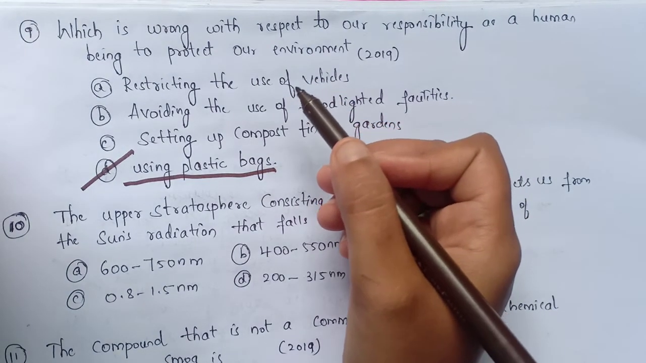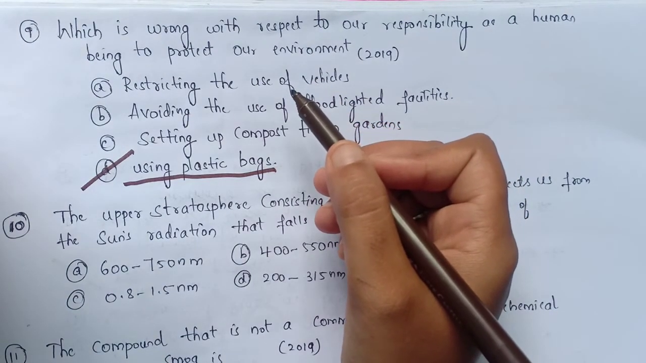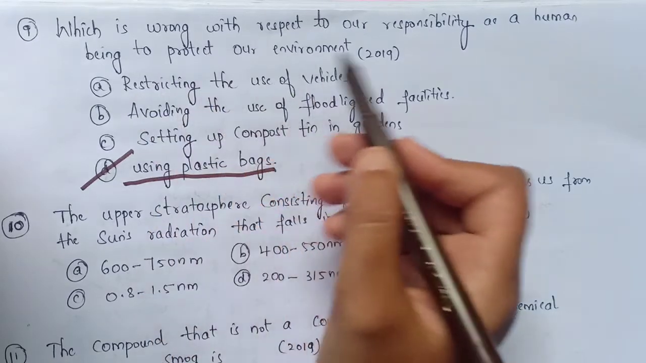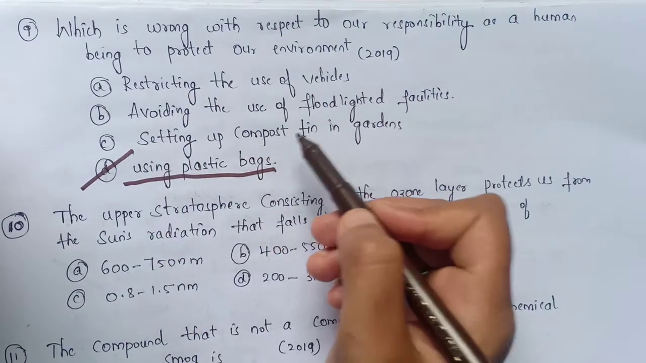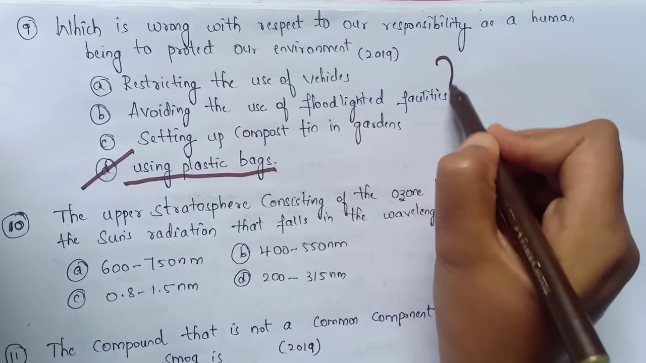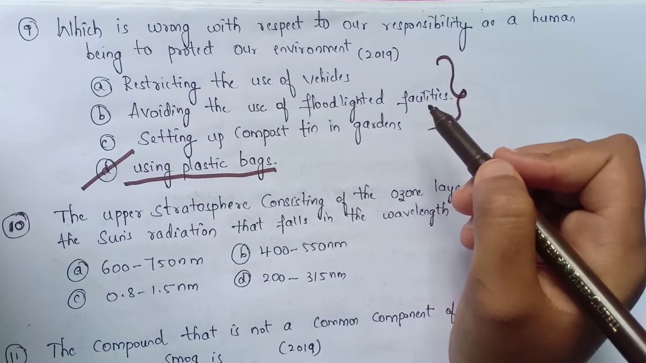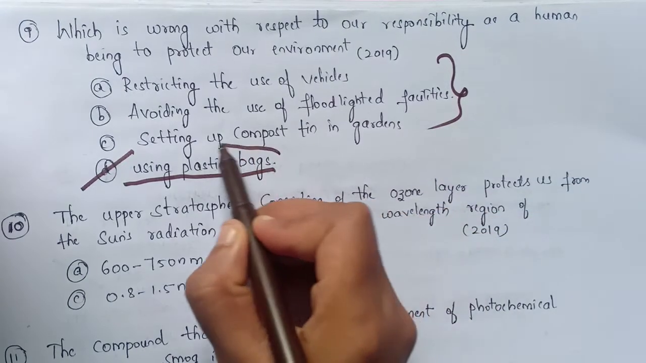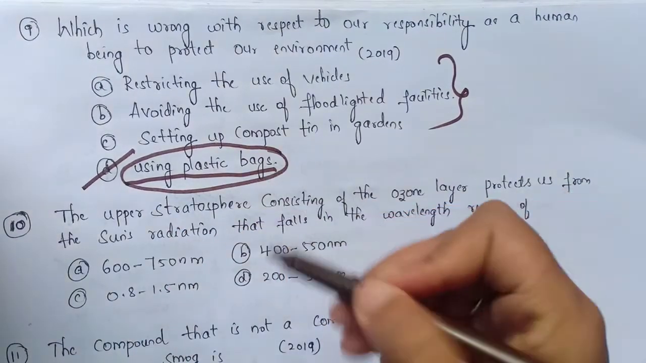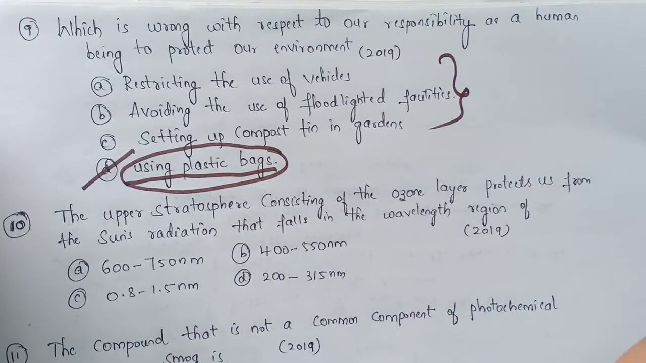And the activities that can be used to protect our environment are restricting the use of vehicles, avoiding the use of flood-lighted facilities, and setting up composting in gardens. These are the activities which we can do to protect our environment. But using plastic bags is wrong with respect to our responsibility as human beings to protect our environment.